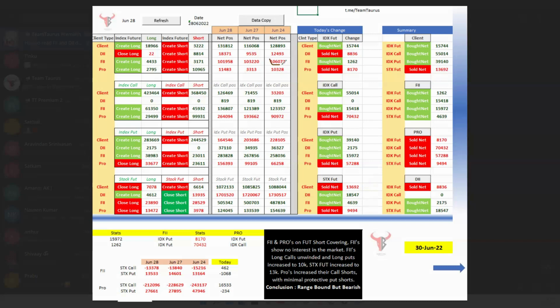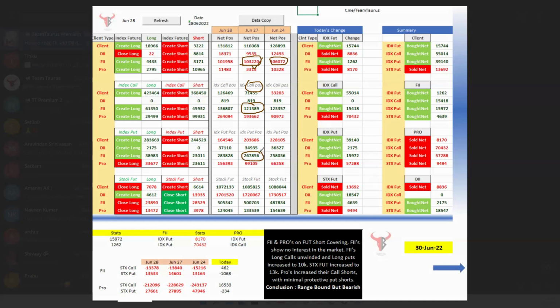Now FIIs were 106K short on 24th. They reduced only 3,000 on 27th, that is on Monday, which means they are clearly on the bearish side. And here, to confuse you, they are buying calls. This is the index call position. They are 103K short on futures and 121K long on calls, which means they are buying calls. And at the same time, they are buying puts.